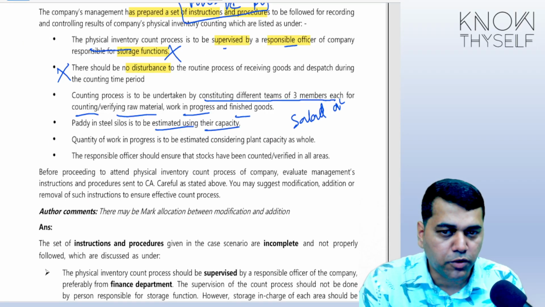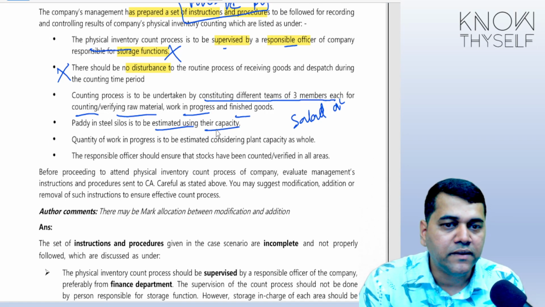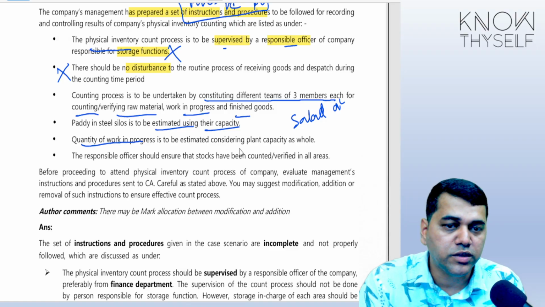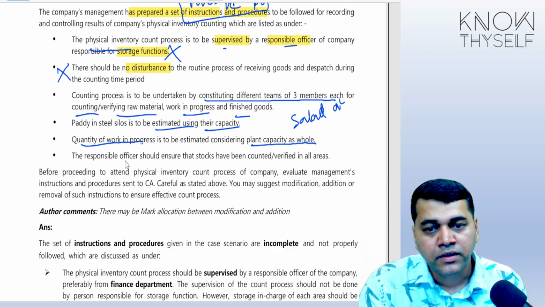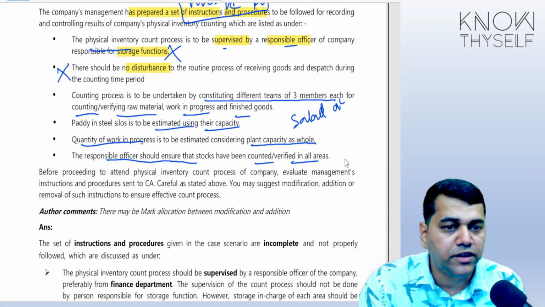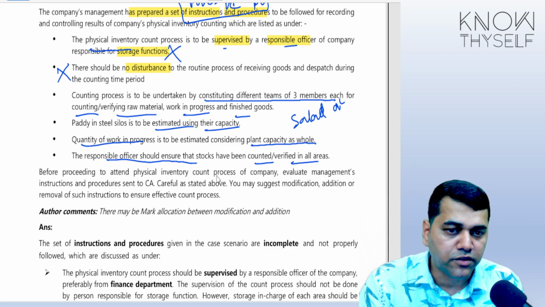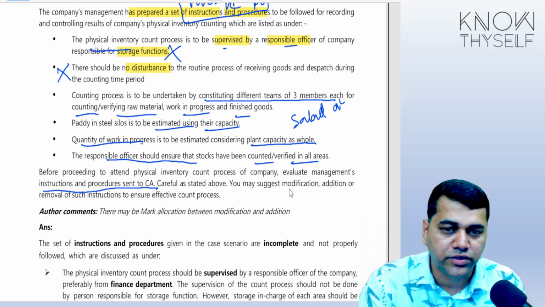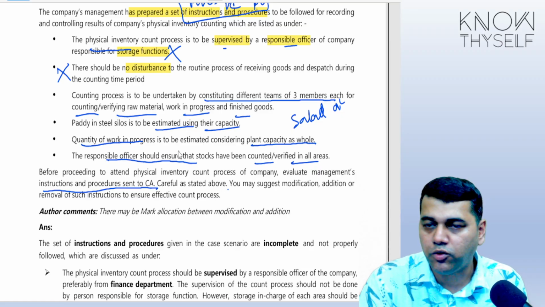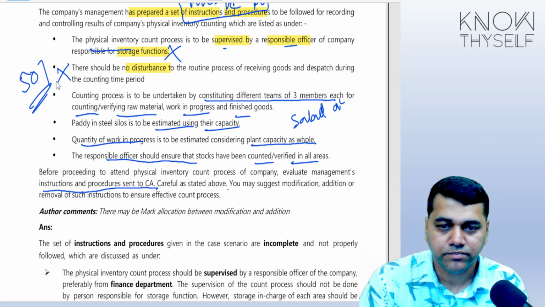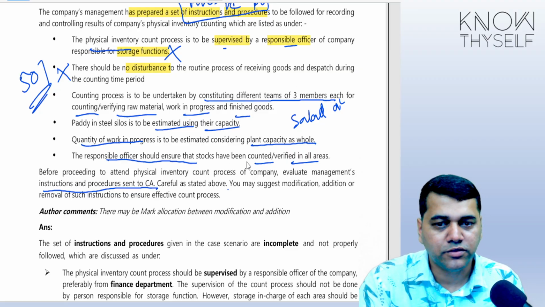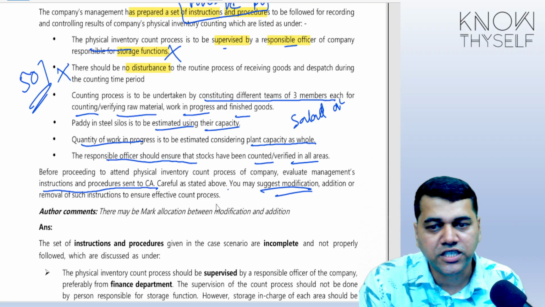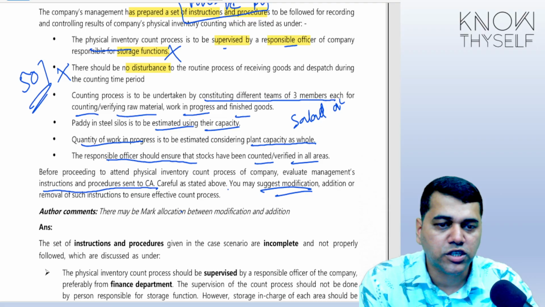So this point came because somebody is estimating paddy by using their capacity. Who knows what is there inside? Quantity of work in progress should be estimated considering the plant capacity as a whole. Responsible officer should ensure stocks have been counted and verified in all areas. Before proceeding to attend the inventory count process, evaluate the management instructions and procedures sent to the CA, as stated above. Okay, I think, yeah, it is SA 501 only, friends. We could have put it there, because there, one of the words is we have to evaluate the management instructions and process. You may suggest the modifications, additions and removal. Okay, there may be mark allocation between modification and allocation.